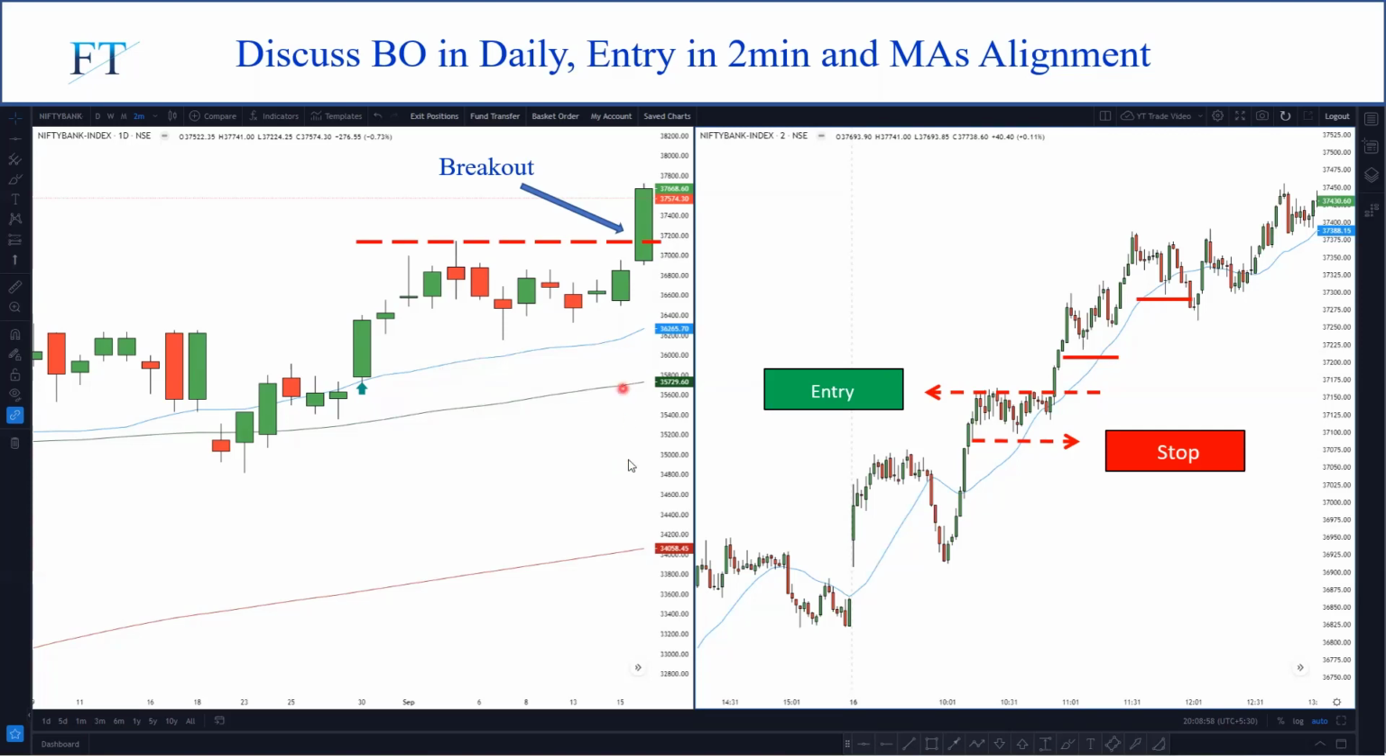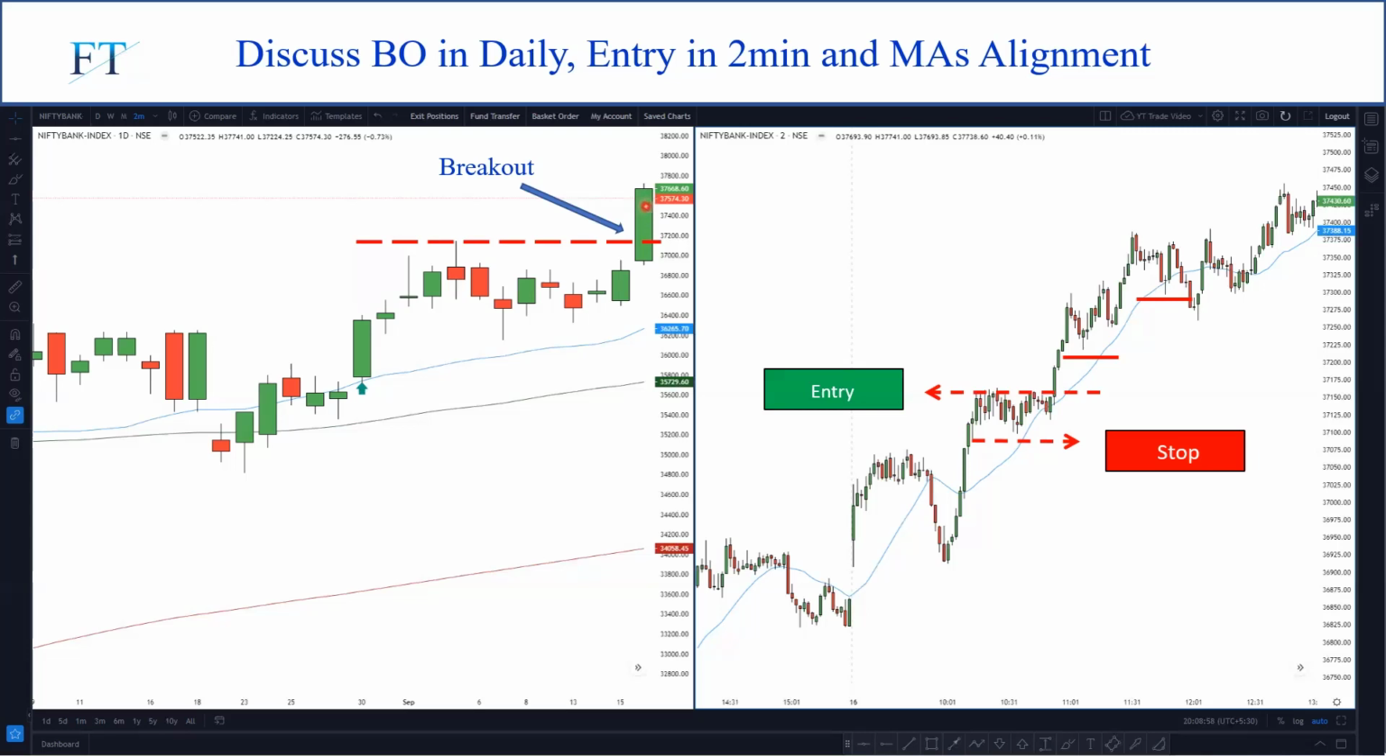Now the difference between the 50 and 200 MA is more than what it should be as an ideal setup, but it is still okay because the setup is telling us that eventually the 200 will also catch up with the 50. So we have a clean breakout day on the daily.